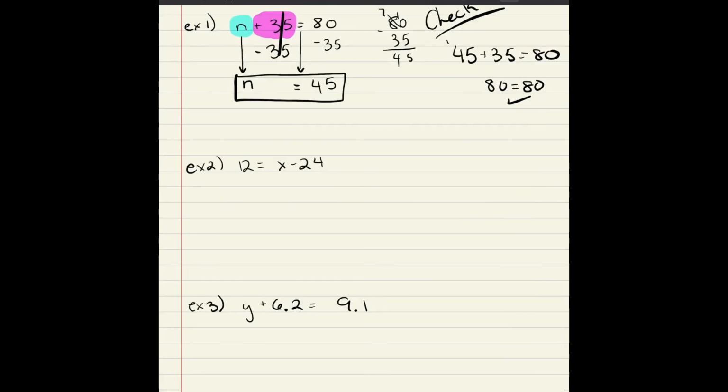All right, let's try it with example 2. All right, so I have 12 equals x minus 24. So x is the variable I want to isolate, and 24 is the term I want to move to the other side. So to do that, I have to do plus 24 to this side of the equation and to the other side of the equation.